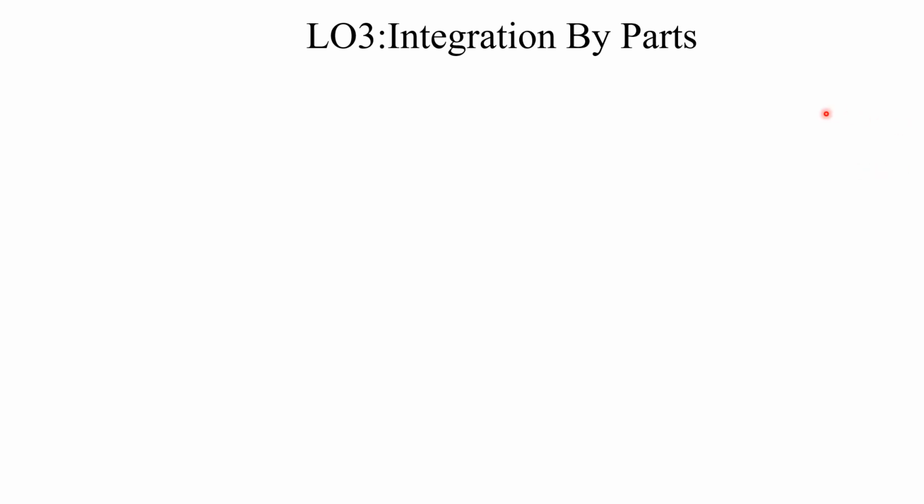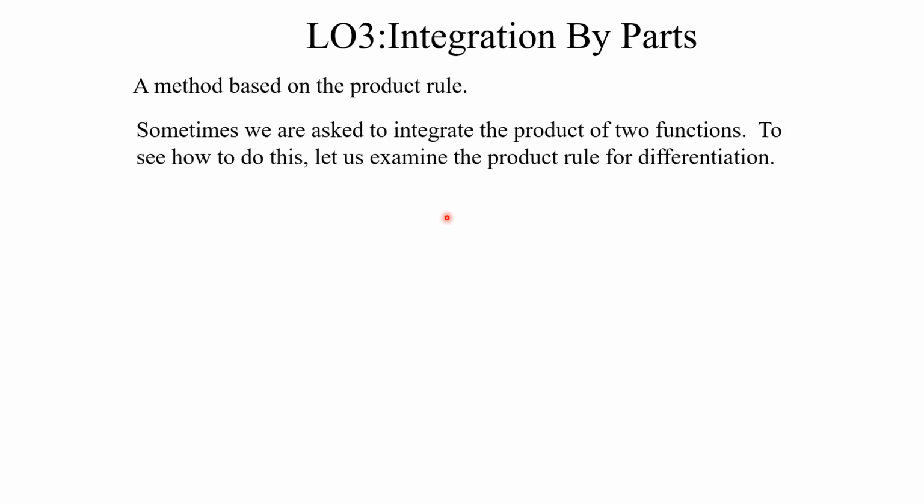Now we will look into our third learning outcome, which is on integration by parts. Integration by parts is a very important method in integration. This method is derived from the product rule. For example, if you need to integrate two functions that are products of each other, then you need to apply integration by parts. So let's examine how to use the product rule to derive the integration by parts formula.